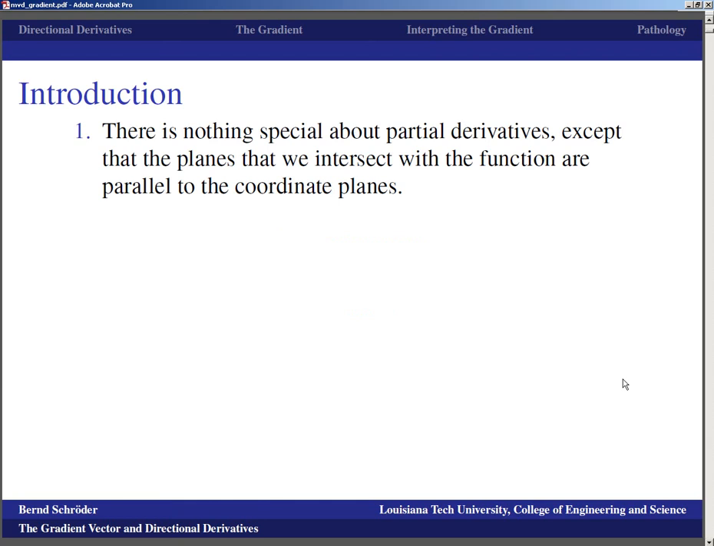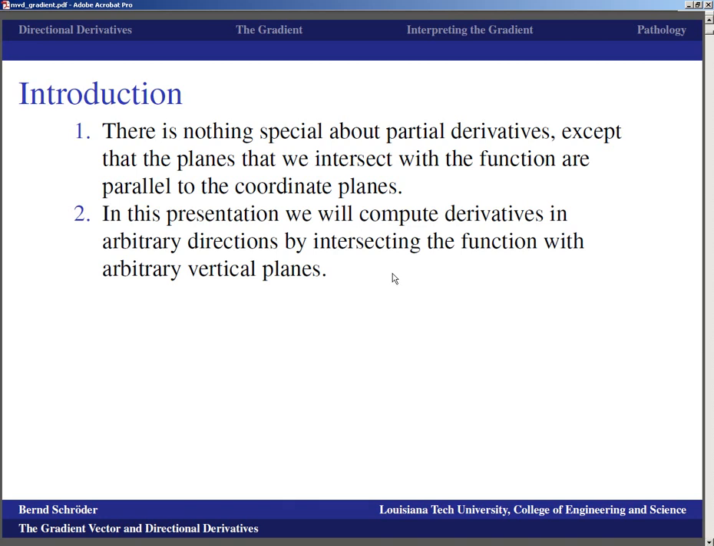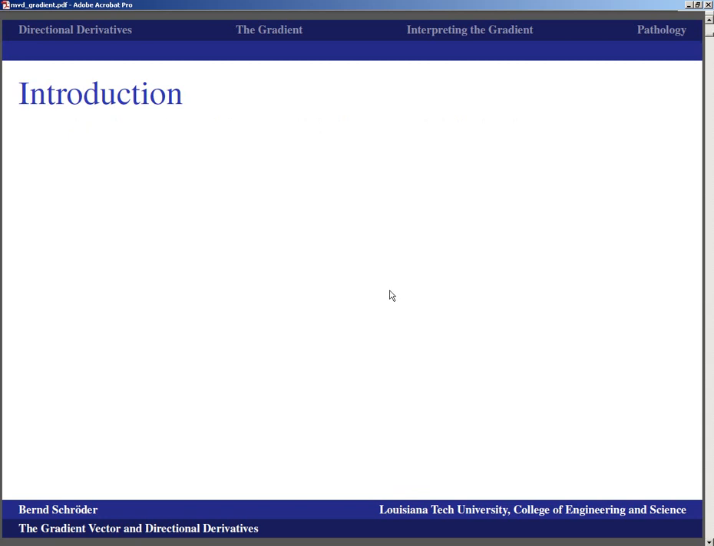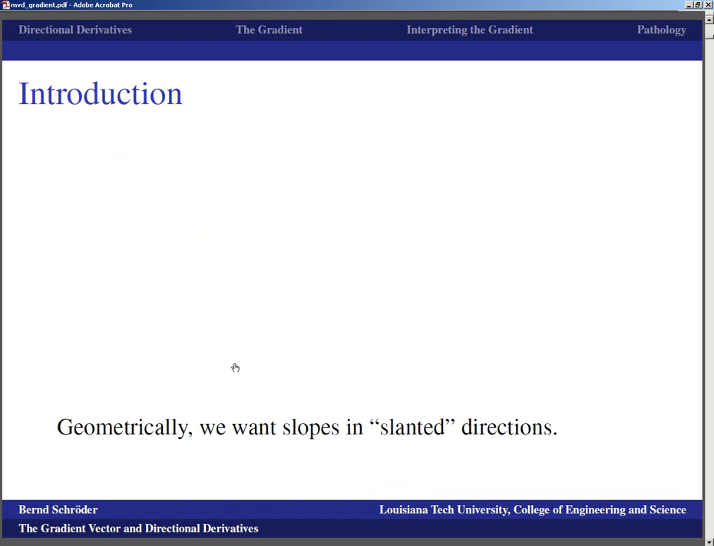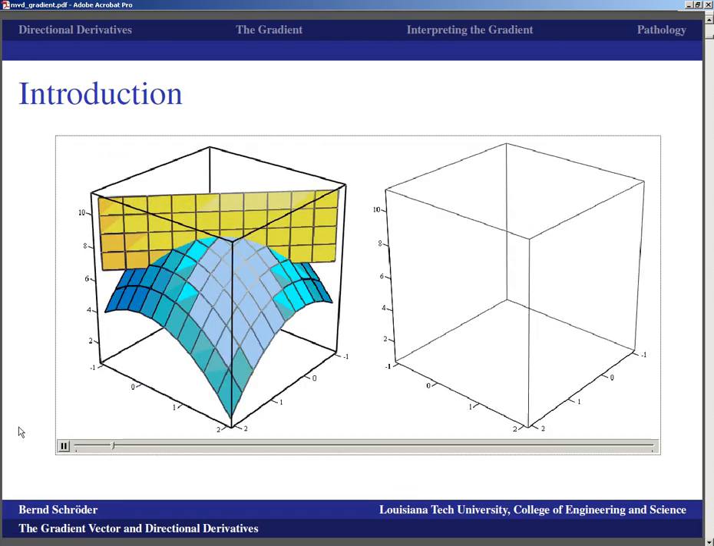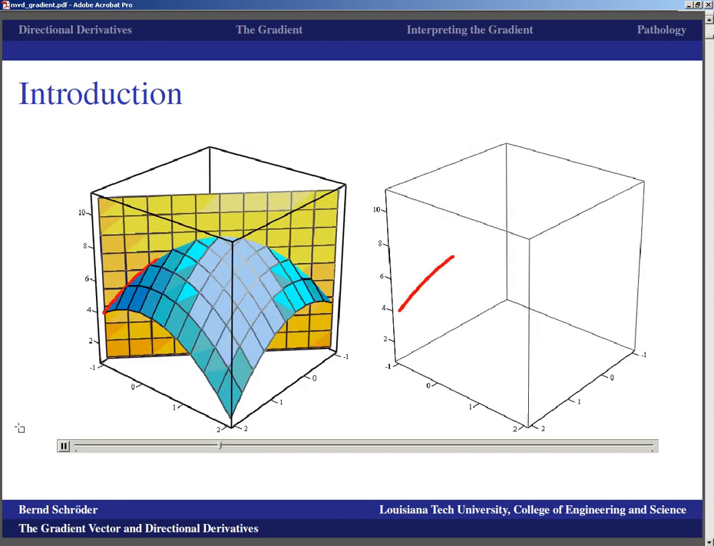So as I said, there's nothing special about partial derivatives except that those planes that we intersect the function with are parallel to the coordinate planes, right? And so in this presentation, we will compute derivatives in arbitrary directions, and basically the idea is that if we have a function of two variables, that would mean that we intersect the function with arbitrary vertical planes. The visualization then, of course, gets more challenging for functions of more than two variables, but the geometry is actually quite pretty if we're looking at this.